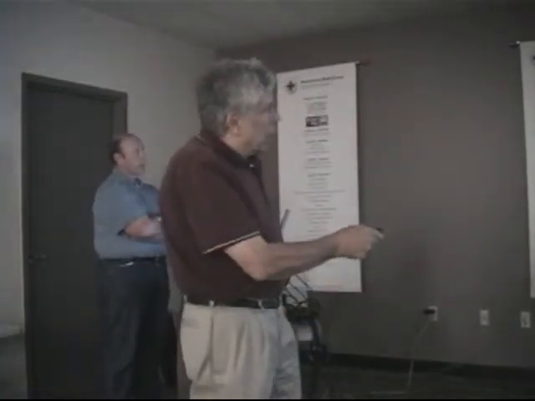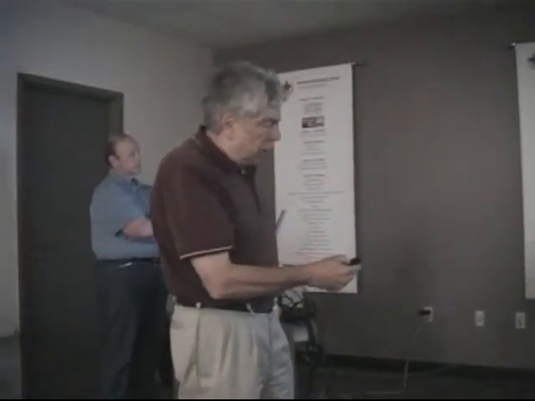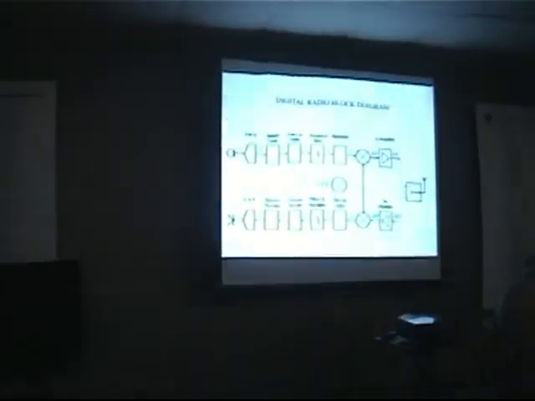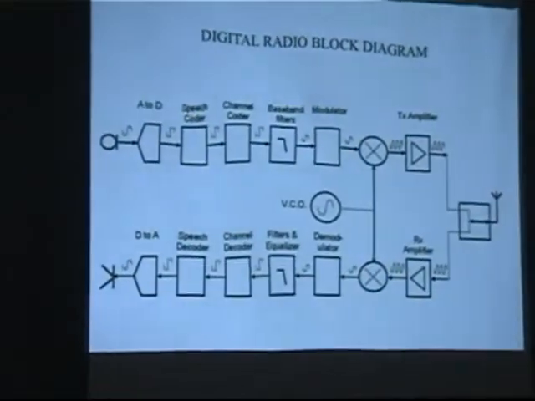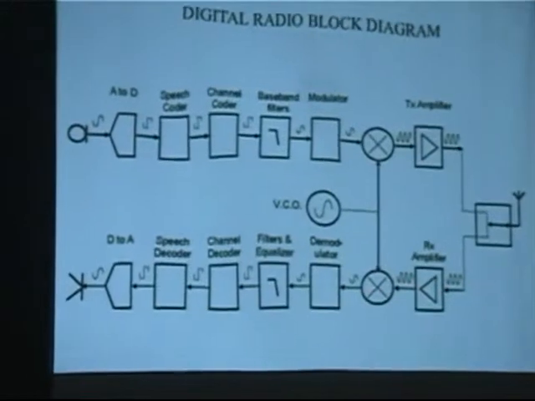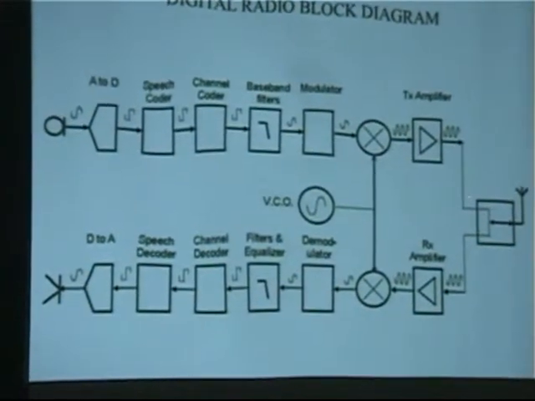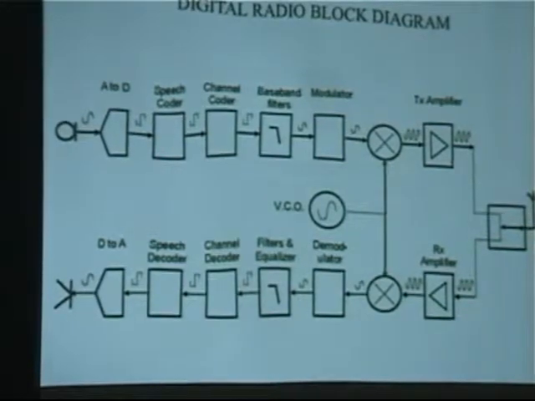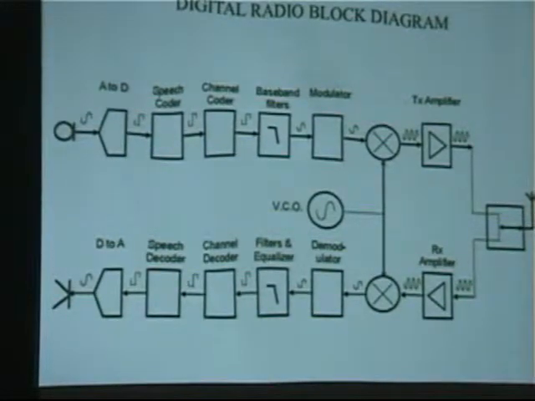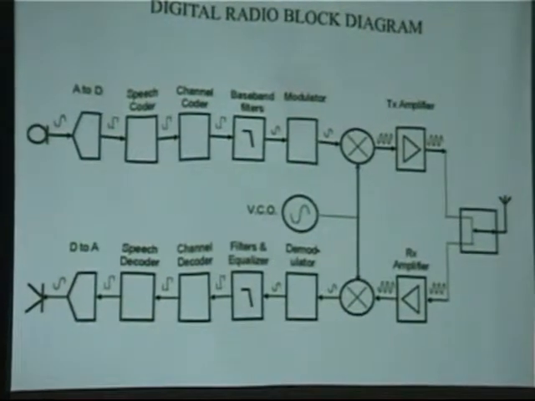So the receive process just kind of reverses, and we take the signal off the air through the receiver. That part of the radio is the same as an analog radio would be, and then we take the digital data and recover the speech.